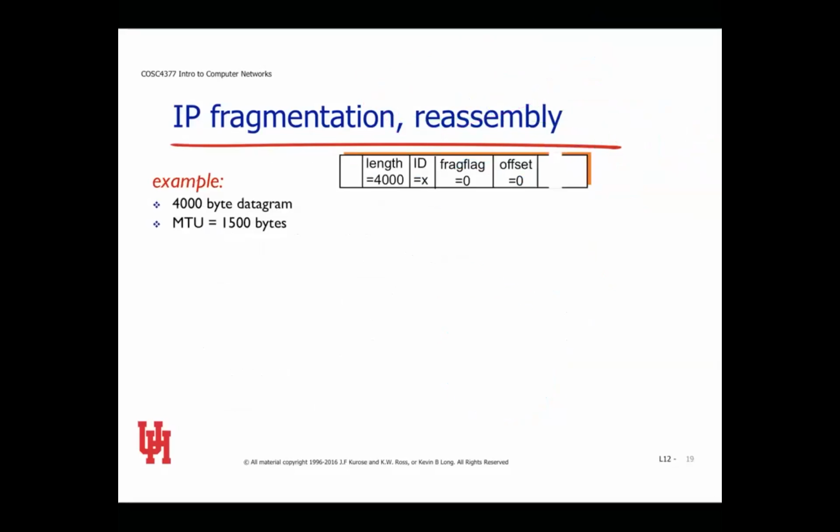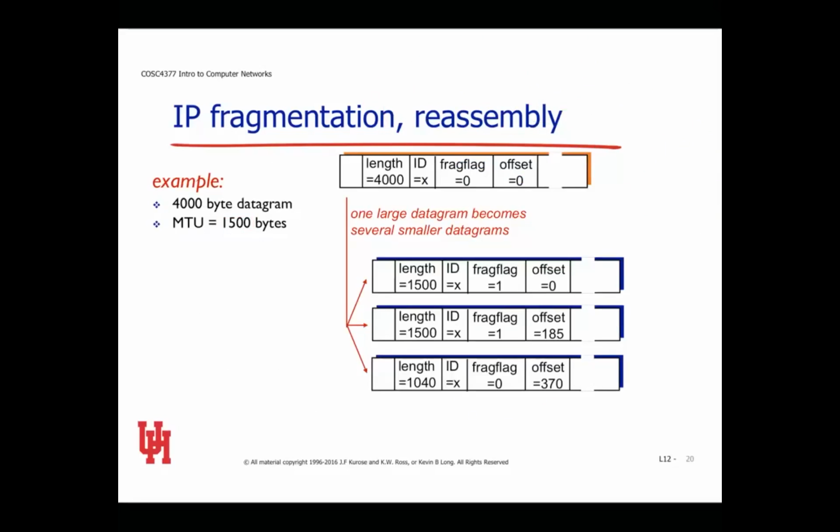So here's an example, a 4,000 byte datagram, and we know it's a 4,000 byte datagram because the length field has 4,000 in it. So this is the entire datagram, including the header, right? So our maximum transmission unit for the network that we just arrived at is 1,500 bytes. So we have a problem. 4,000 bytes will not fit into a 1,500 byte network. So we're going to have to fragment it.